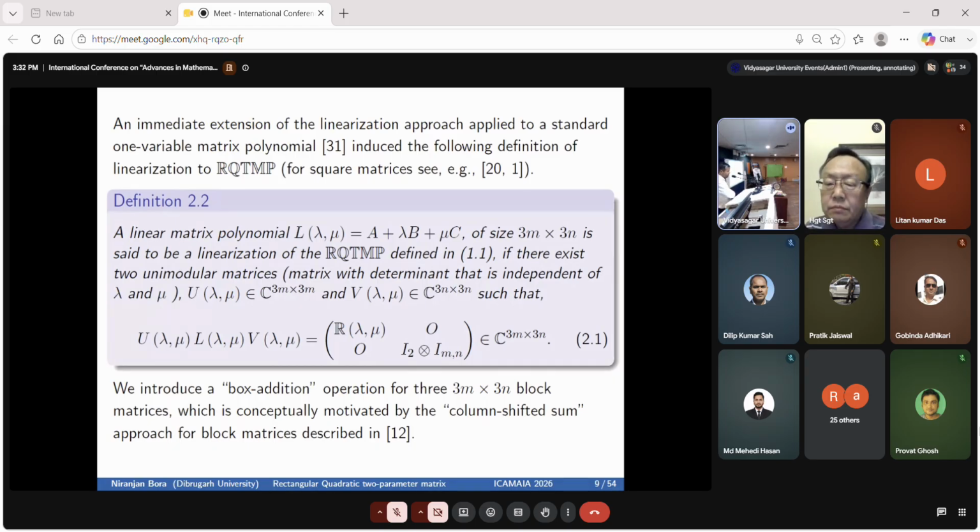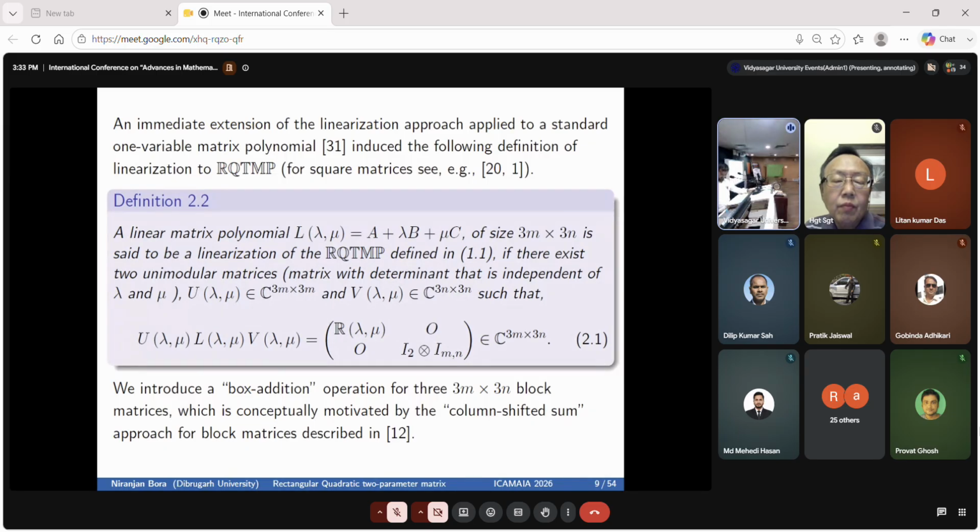This is Definition 2.2, which will be used in our linearization. A linear matrix pencil of the form A lambda plus B mu plus C of size 3m by 3n is said to be a linearization of the rectangular quadratic two-parameter matrix polynomial if there exist two unimodular matrices U and V satisfying the matrix equation 2.1. Unimodular means the matrix has a constant determinant. That means it is independent of lambda and mu.